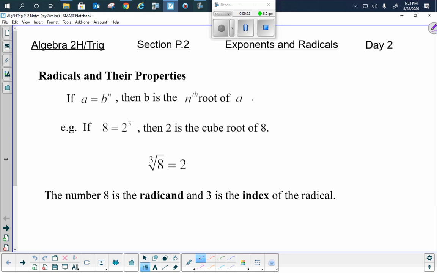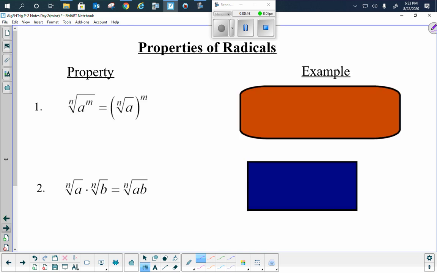For example, if 8 equals 2 cubed, which we all know, then 2 is said to be the cube root of 8. And you've seen this notation before. Cube root of 8 equals 2. The number 8 in this example is the radicand, and the 3 is called the index of the radical. So these are words that you need to know and that we will use. All right, so let's start.